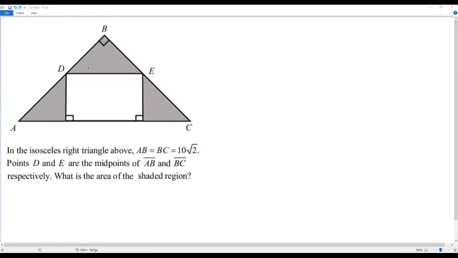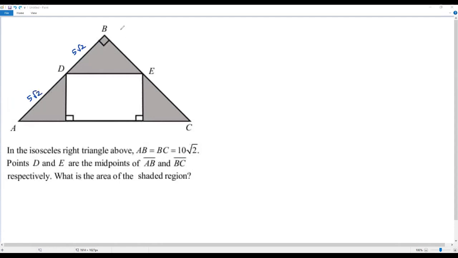Okay, here we have to get the area of this shaded region. We have the length of AB, that is 10 times square root of 2, and D is the midpoint of the line segment AB. Since D is the midpoint of AB, this midpoint D will divide the length AB, 10 times square root of 2, into two equal parts. So to get the lengths of BD and AD, we divide 10 times square root of 2 by 2. Then I'm getting 5 times square root of 2 over here and 5 times square root of 2 over here.